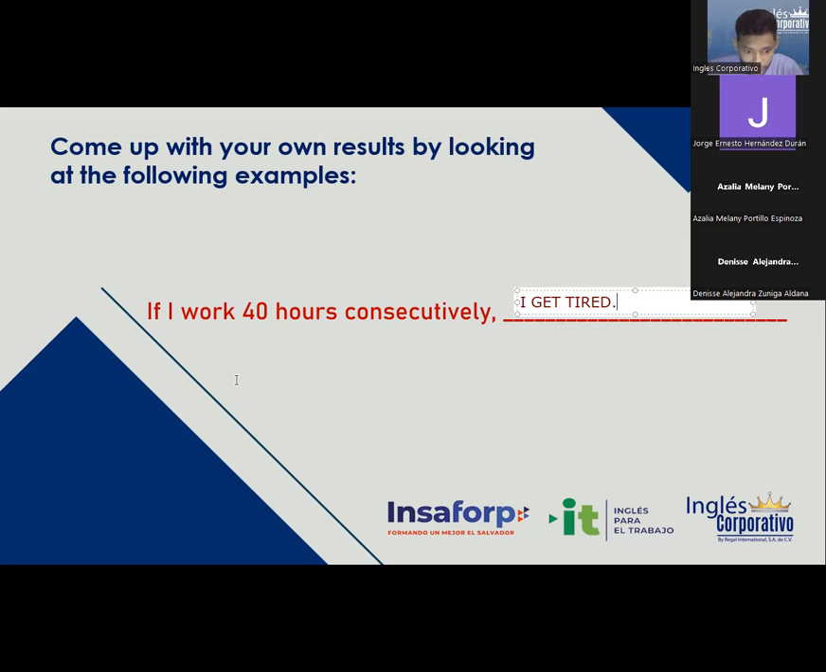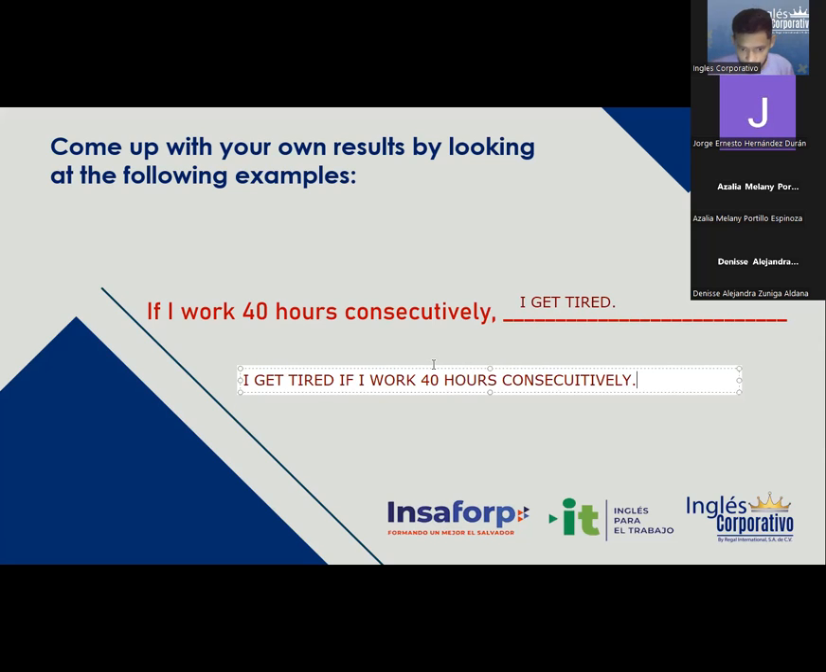Oh, before I forget, antes de olvidarlo, I get tired if I work 40 hours consecutively. También se puede de esta forma. Ponemos el if en medio sin una coma separando las oraciones. En el primer ejemplo tenemos dos oraciones, pero están separadas por una coma. Look, if I work 40 hours consecutively, comma, I get tired. Or I can say, I get tired if I work 40 hours consecutively. Both are correct and they have the same meaning. Es lo mismo, solo que hemos cambiado el orden.